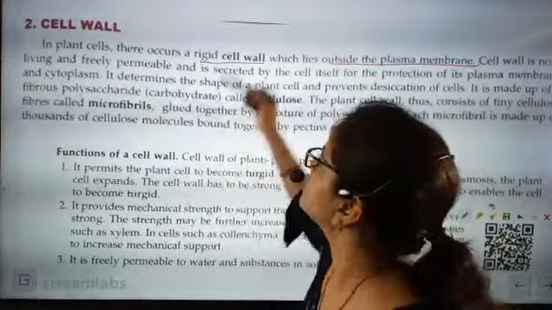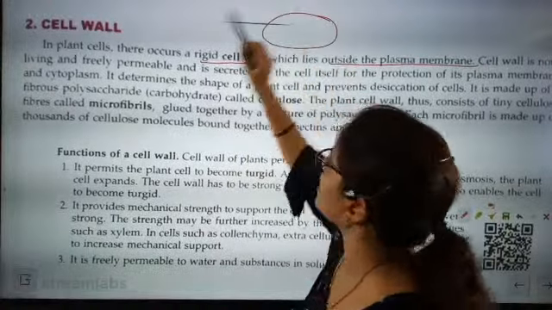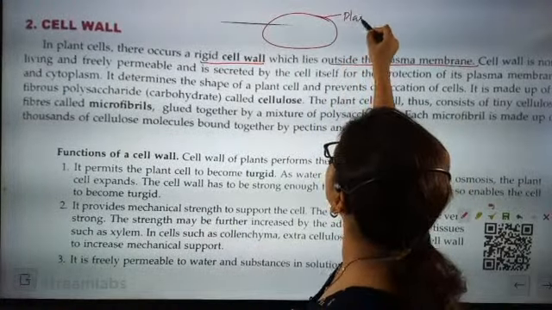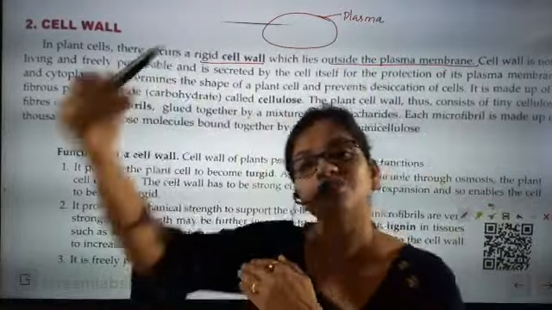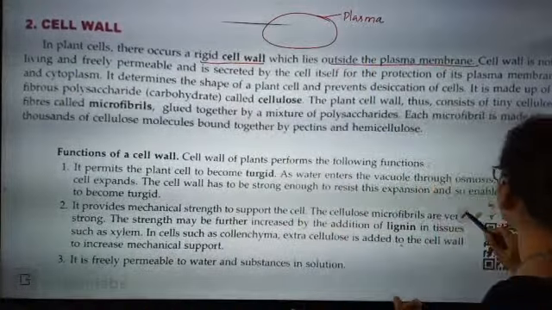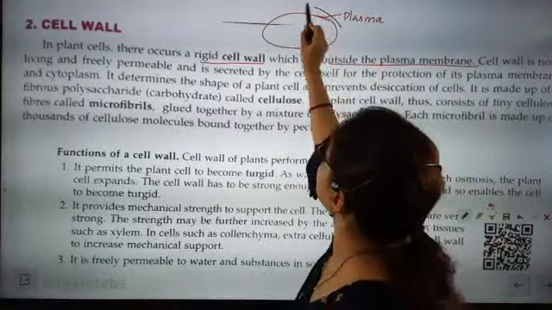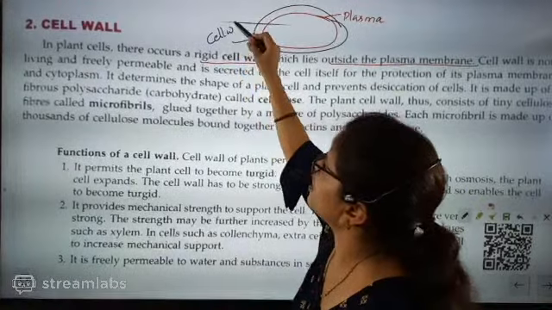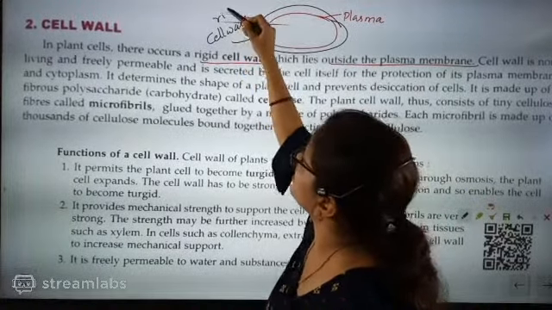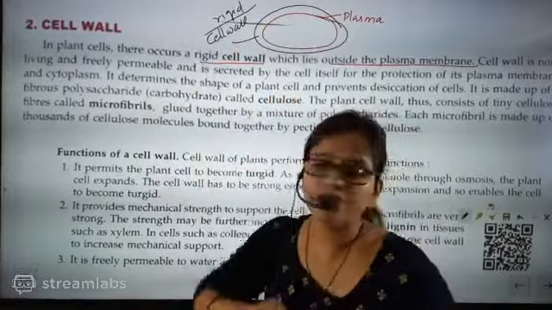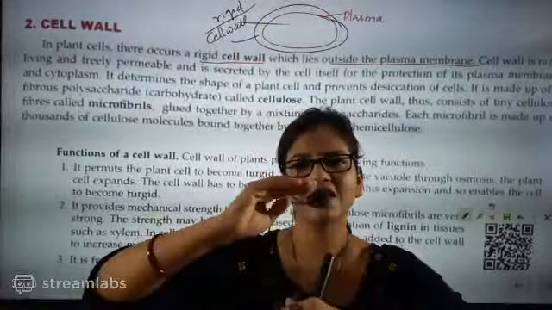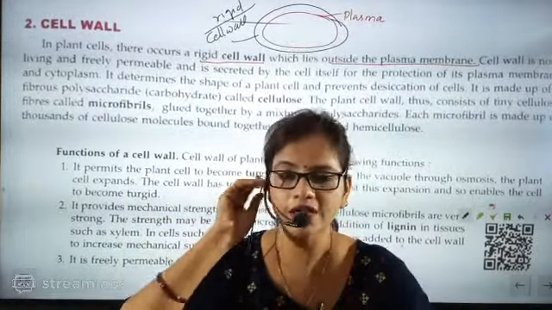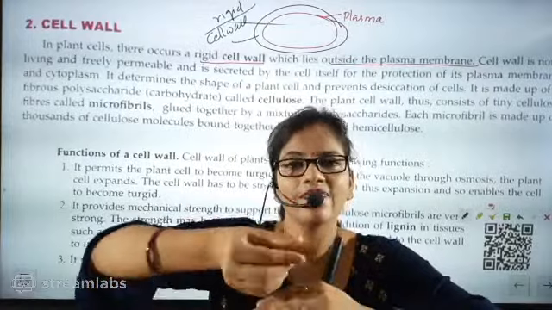Absolutely correct. Now you have to understand that if this is a plant cell, this is the plasma membrane, and outside the plasma membrane, this will be called the cell wall. This is exactly the cell wall, and the cell wall is very rigid. In an animal cell only the plasma membrane will be there, but in a plant cell, outside the coating, it will be the cell wall and then the plasma membrane.